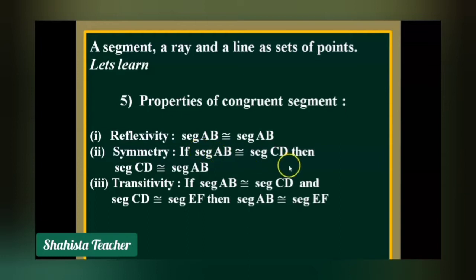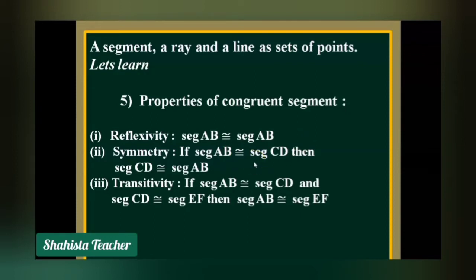So here, AB is congruent to CD, and then CD is congruent to AB. If AB is 5 centimeters, then CD is also 5 centimeters because they are both equal. They are symmetrically congruent to each other.